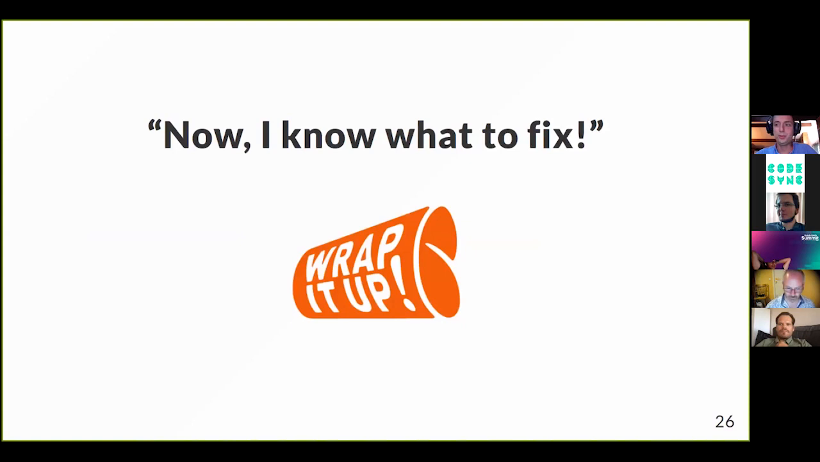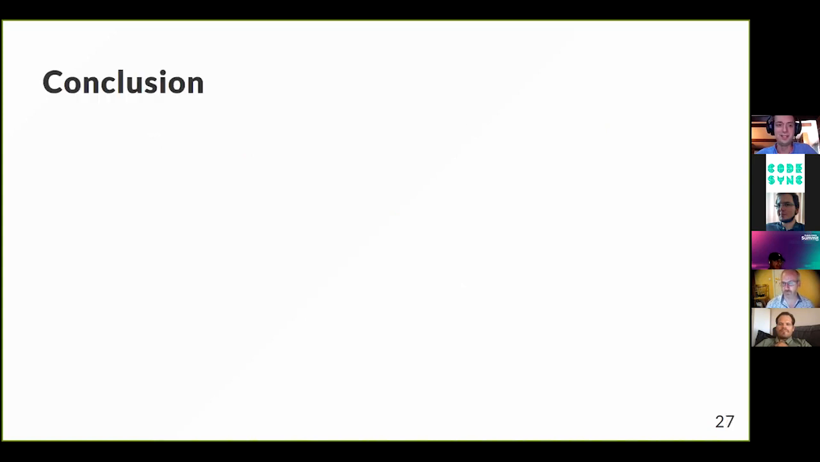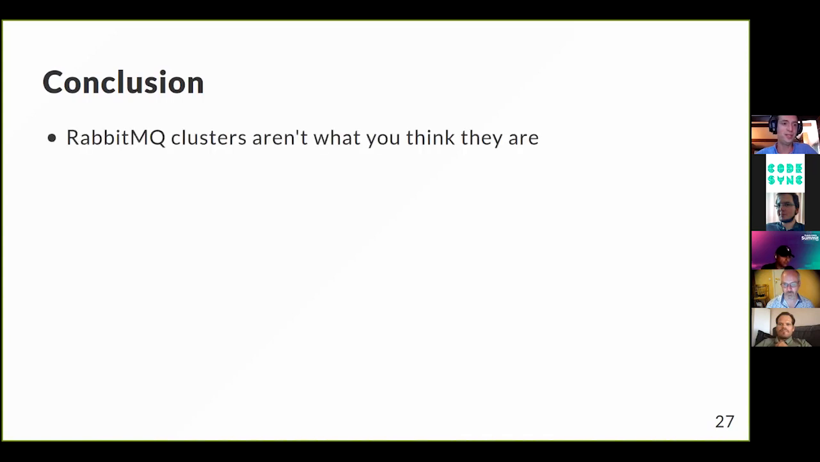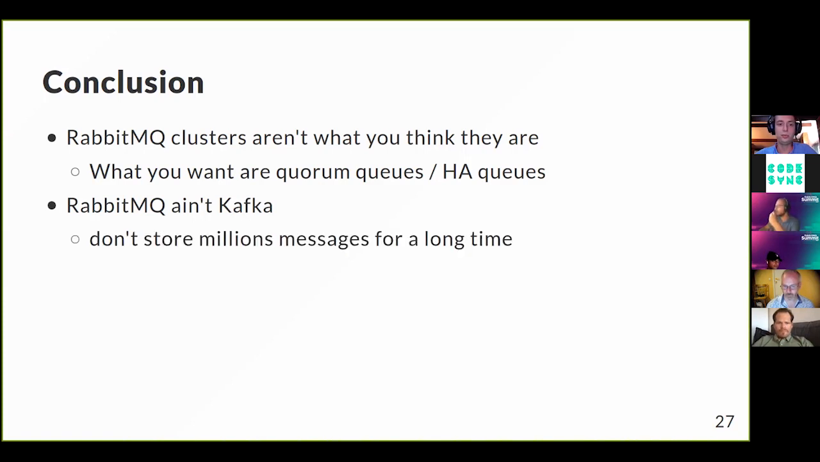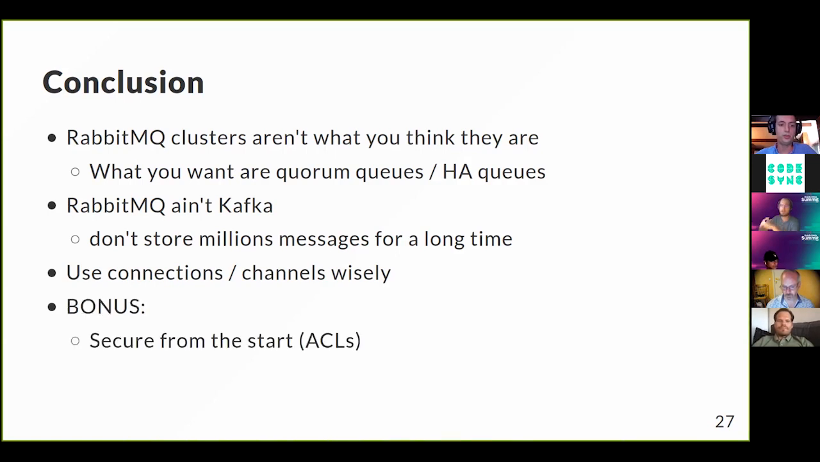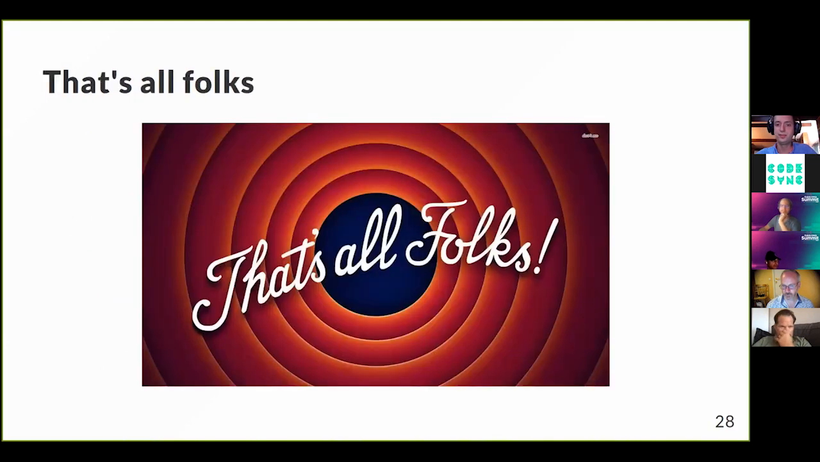And now I hope you learned some things and that you know that you may have some things to fix tomorrow. I'm going to just recap a bit what I really want you to remember. RabbitMQ clusters aren't what you think they are. What you really want are quorum queues or HAQs. RabbitMQ ain't Kafka. If you want to have a good performance, you don't want to store millions of messages for a long time. Use your connections and channels wisely. And bonus points: secure from the start with ACLs on all your users. And observe, observe, observe. And that's all, folks.